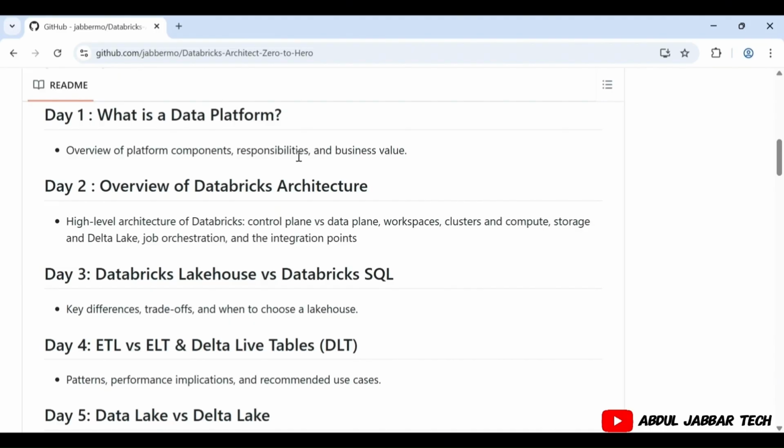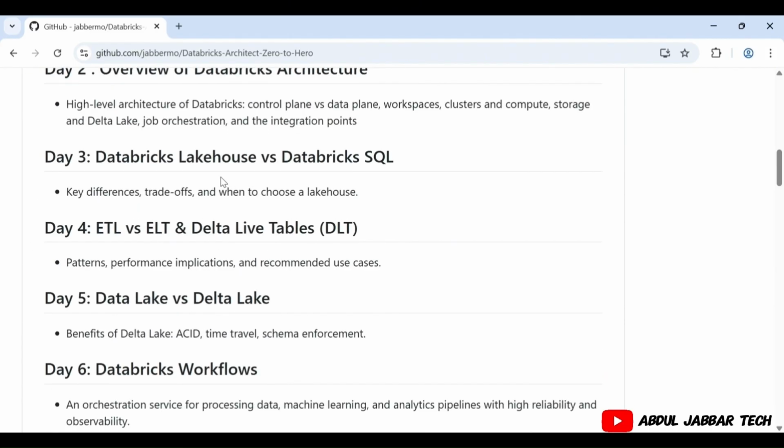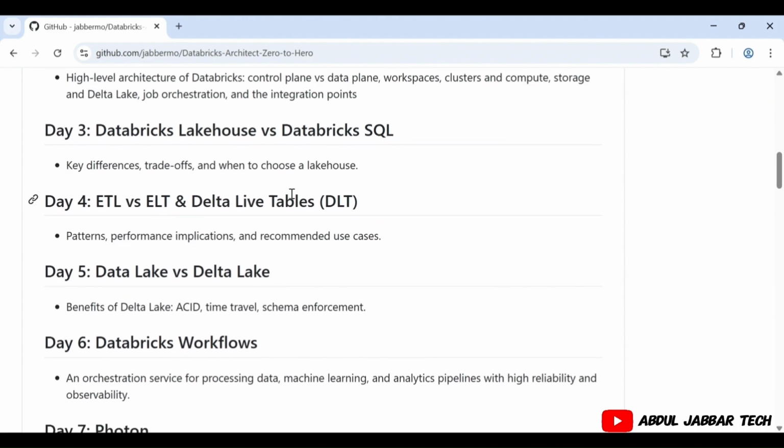And then on day two, we look at the Databricks architecture, like control plane versus data plane, workspaces, clusters, compute, storage, and so on and so forth. On day three, we look at Databricks Lakehouse versus Databricks SQL. We'll see what's the difference between the two, when should you use which, and what are the trade-offs associated with each of them. And then we'll also try to look at the architectural patterns for those two offerings.